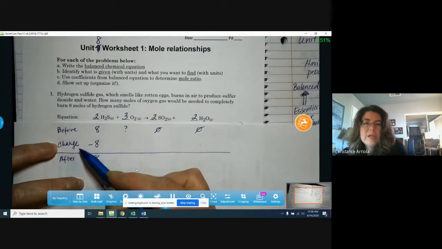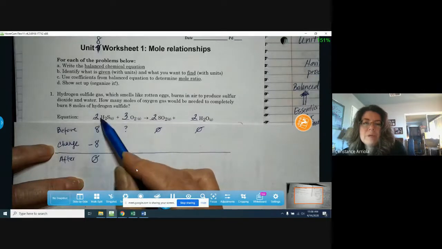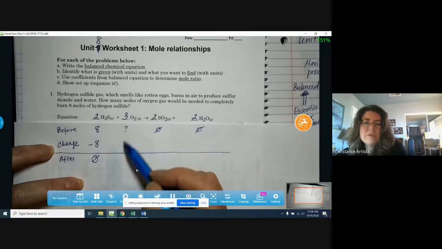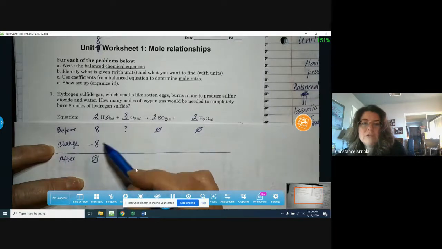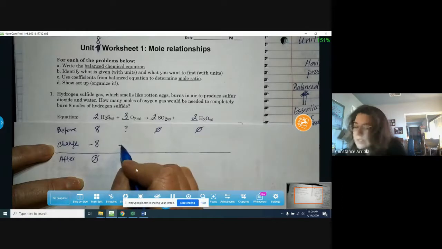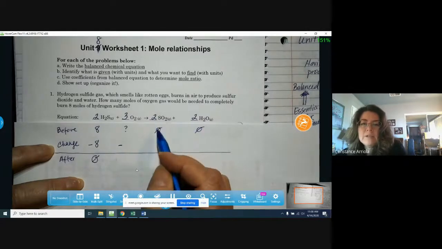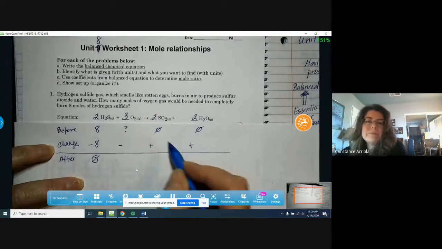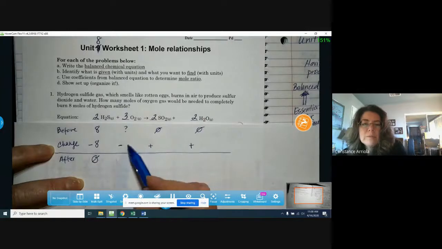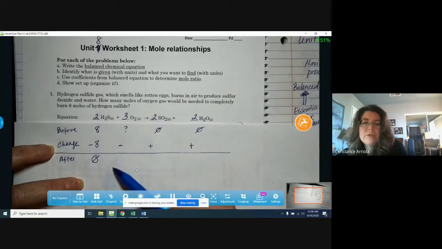Now the next row is keeping track of how these amounts are changing as the reaction proceeds. So we know that reactants get used up. That's why these are going to be negatives. And we also know that products are being made. They're increasing in amount. So we're going to put pluses in front of those. So what are the amounts here? Well, that is what the coefficients are going to help you do.